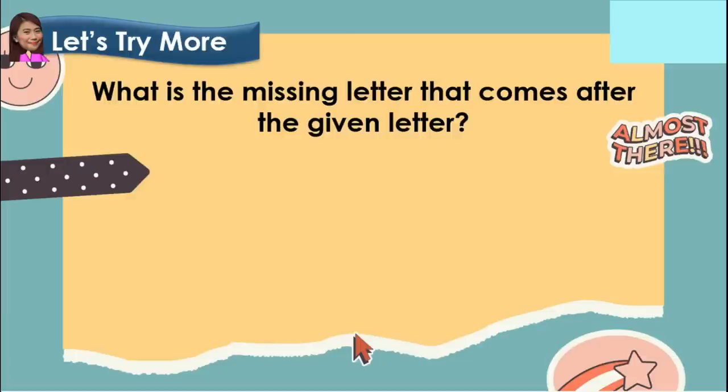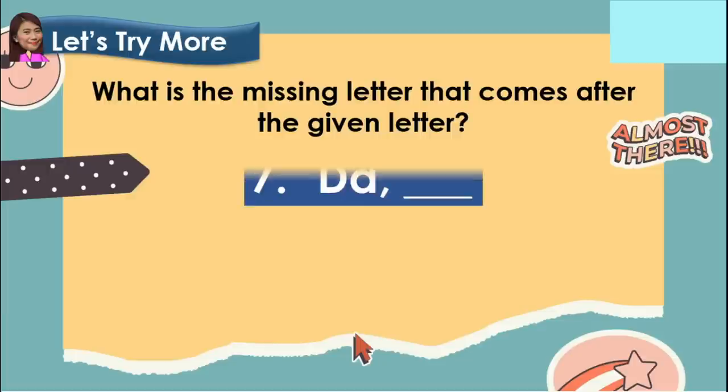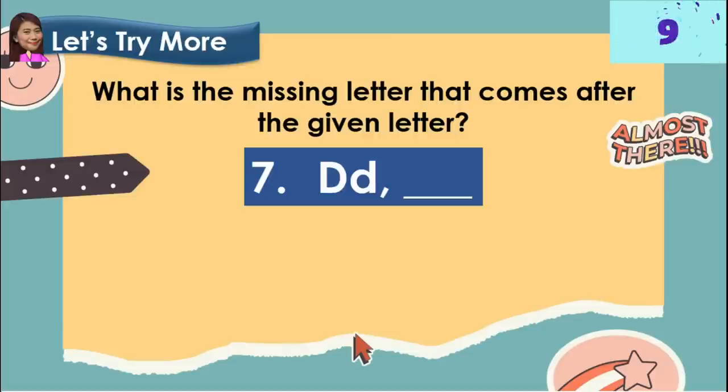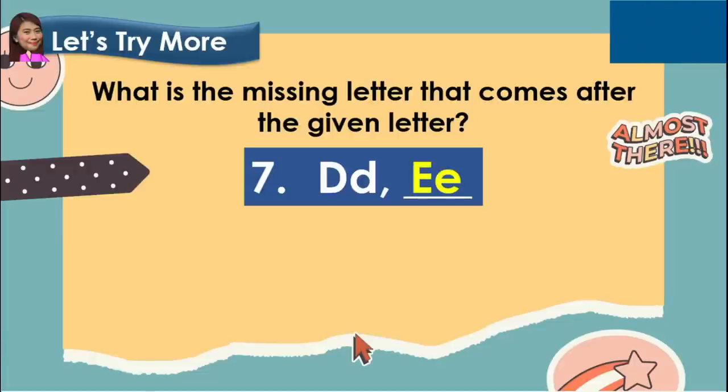Now, what is the missing letter that comes after the given letter? Number 7, D blank. What is the missing letter that comes after letter D? And the answer is letter E.